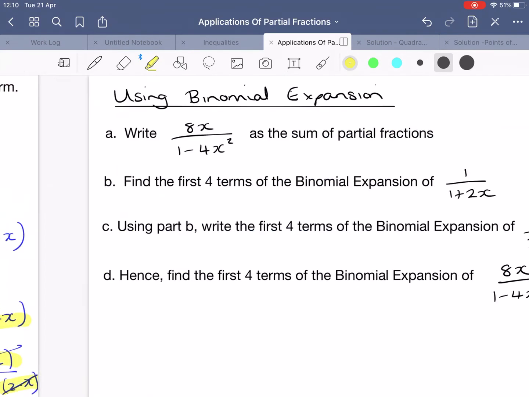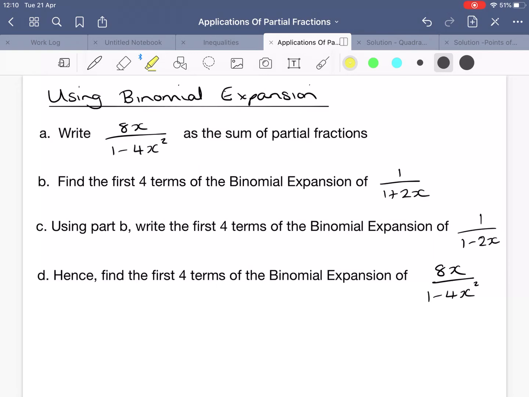Okay, the second application is going on to use binomial expansion. Now you'll only be able to do this if you've done Mr. Sutherland's questions from last week, which you should have done.